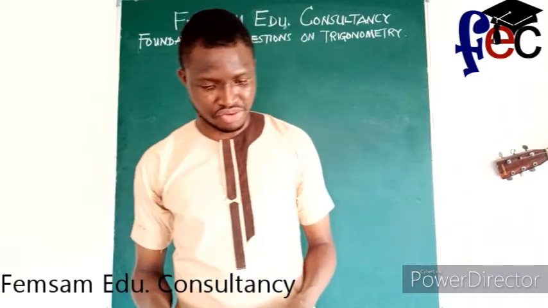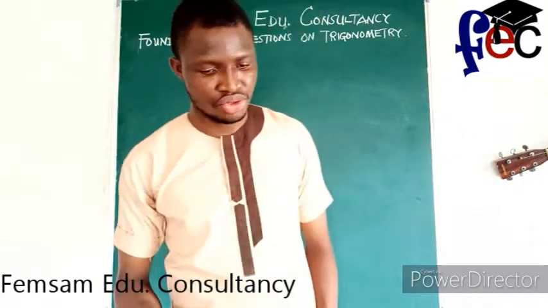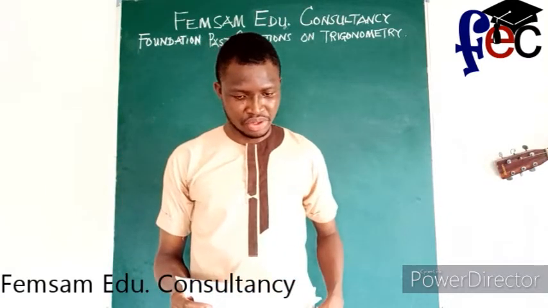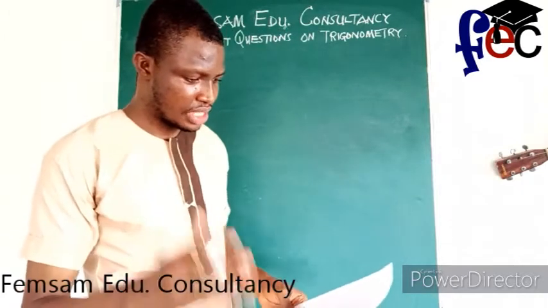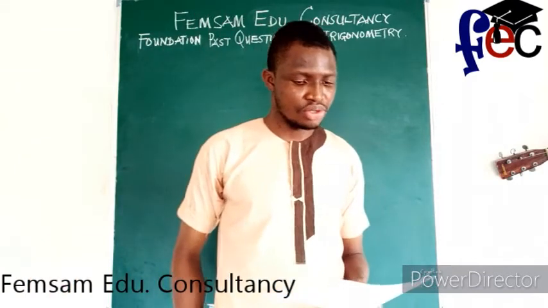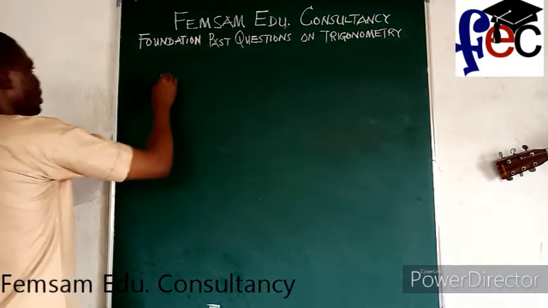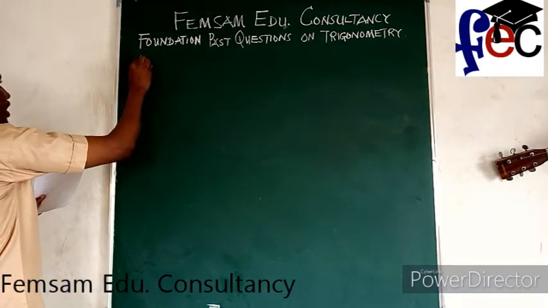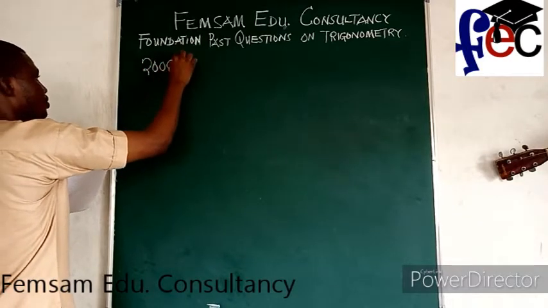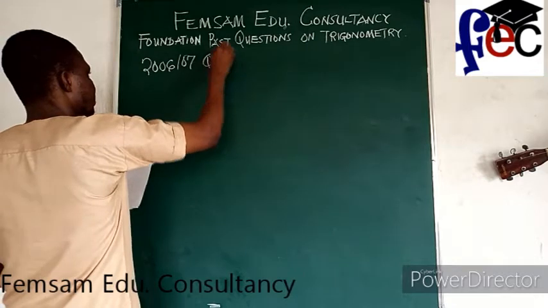So without much ado, let's quickly begin with the year 2006/2007. So that year we were able to get some couple of questions, but in that particular year, question 15, a question was set on trigonometry. Alright, permit me to quickly write the year. We are looking at 2006/7, question number 15.